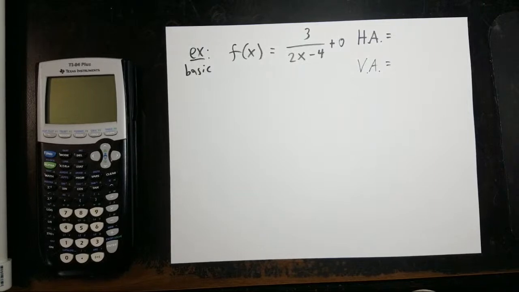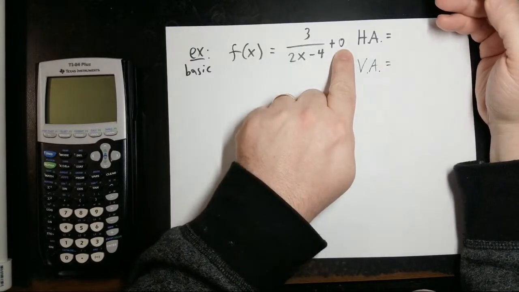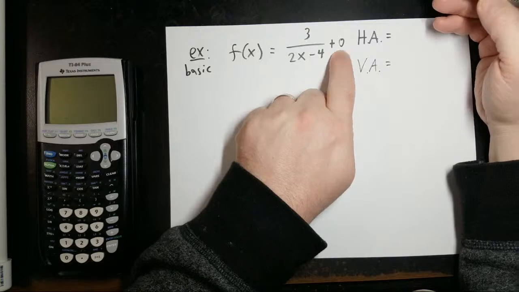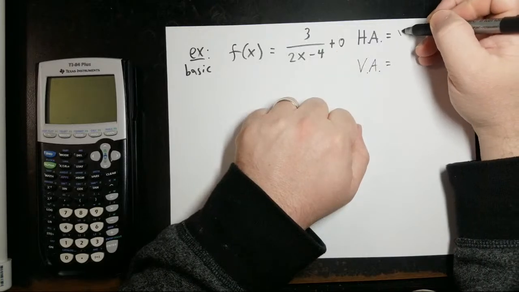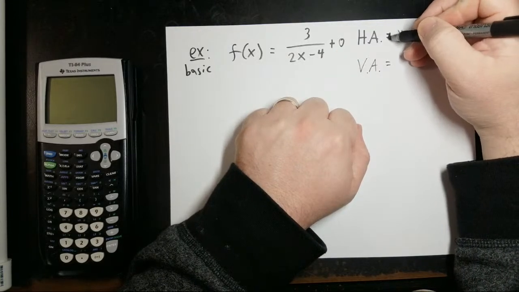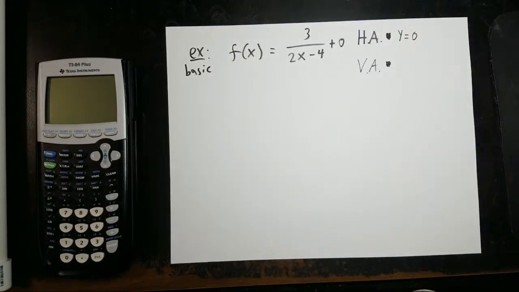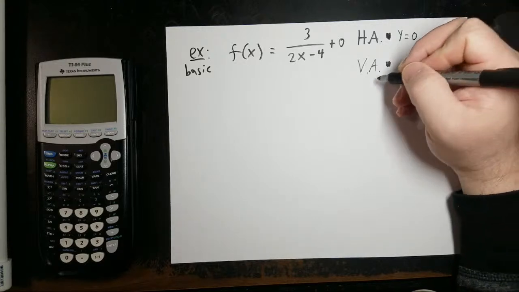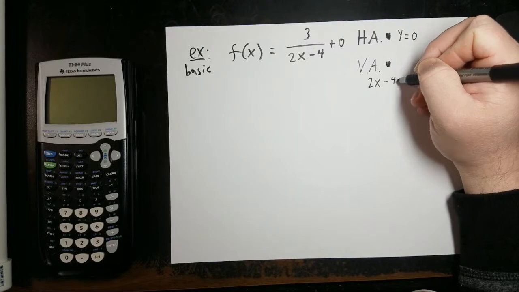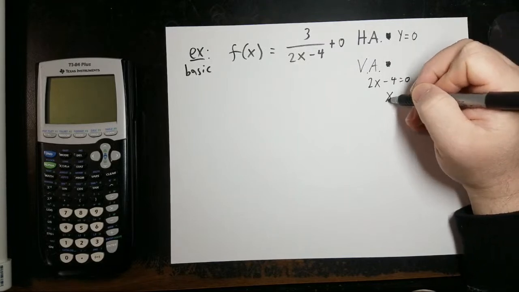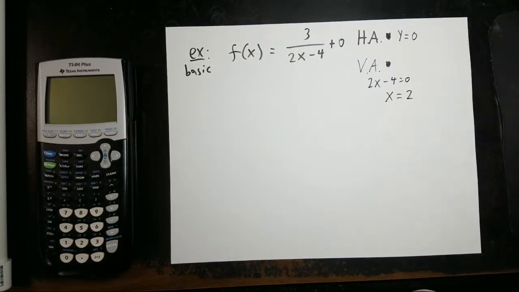There we go. So, first and foremost, for the basic ones, my horizontal asymptote is just going to be whatever number is being added or subtracted to the end of this problem. In this case, it's going to be y equals 0. It's just whatever number is being added or subtracted. In order to find the vertical asymptote, you set the denominator equal to 0 and you solve. Ultimately, if you did this correctly, you should get positive 2.